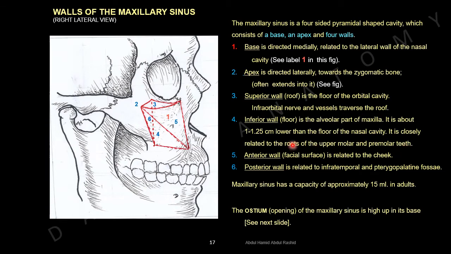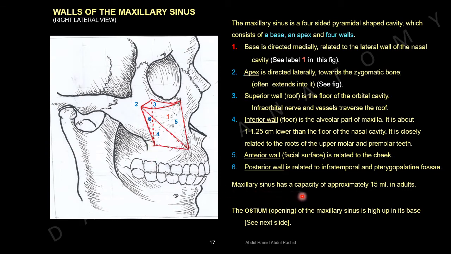Next is number 5, that is the anterior wall. Look at this triangle. This is related to the cheek. And number 6 is the posterior wall. Number 6, this tiny little triangle, faces backwards towards the infratemporal fossa and pterygopalatine fossa.